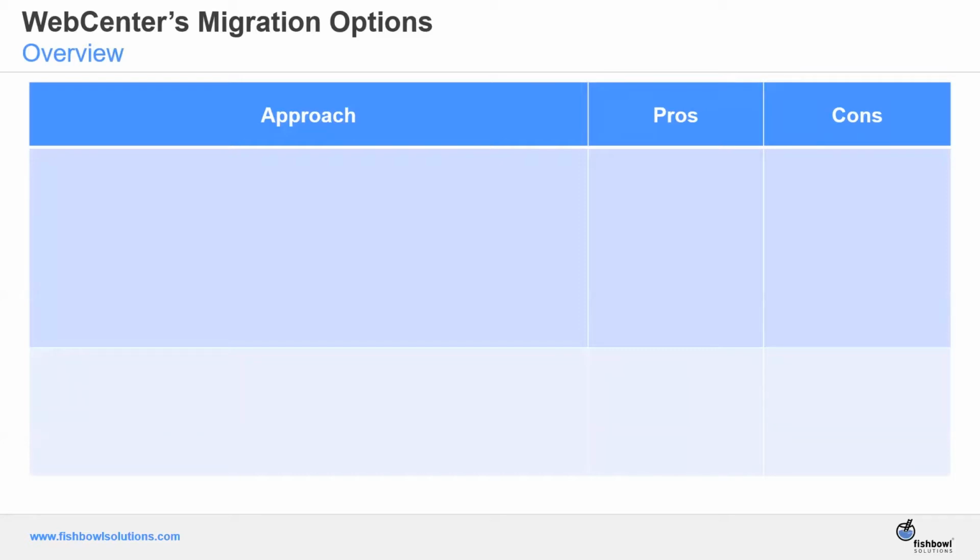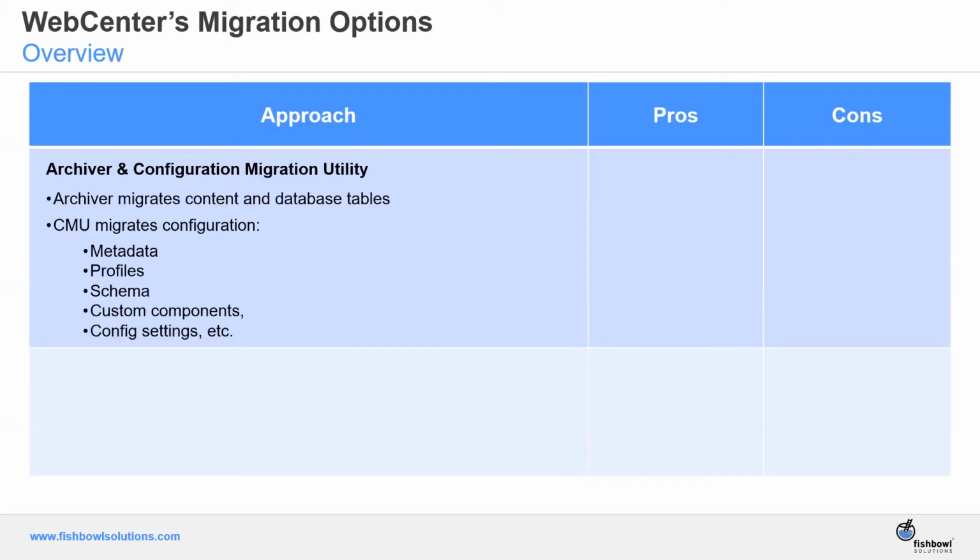So as far as WebCenter's current migration options, there's really two that have been available. The first one is to use the archiver and the configuration migration utility. The archiver handles migrating content and database tables, while the configuration migration utility handles the migration of all your configuration. The only real other option has been more of a cloning approach. That will be when you copy the file system and the database of your WebCenter source system, and you copy that to a new location, essentially creating a new instance.